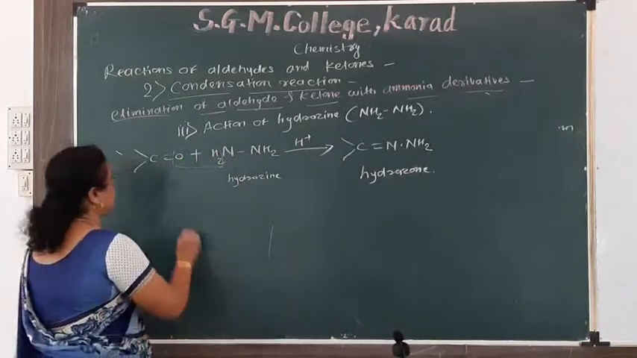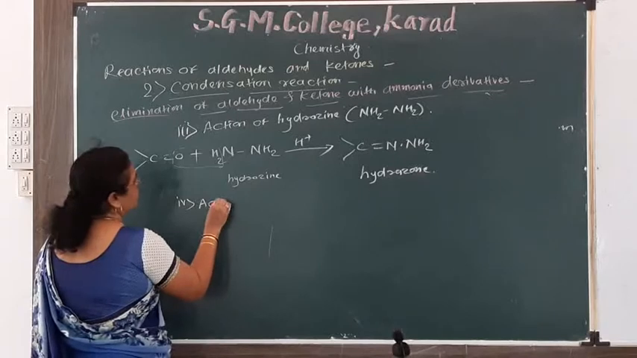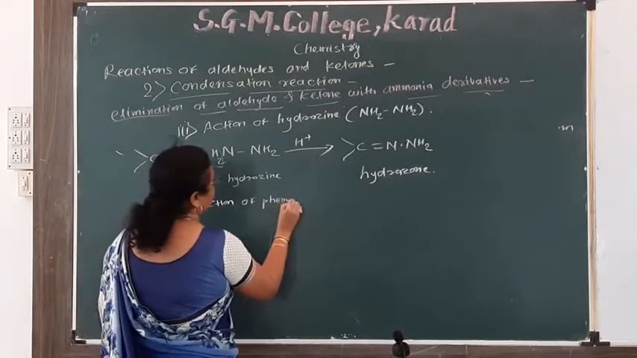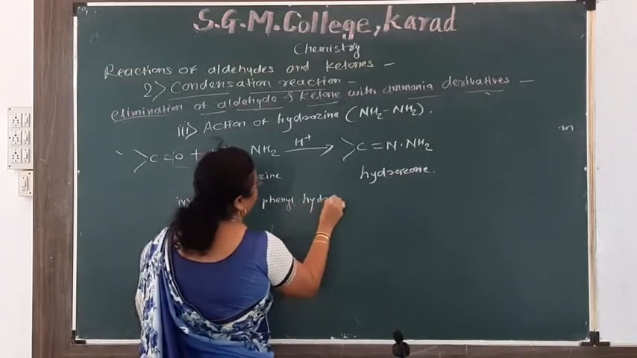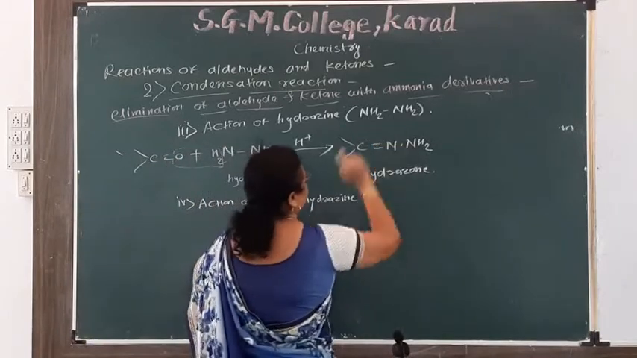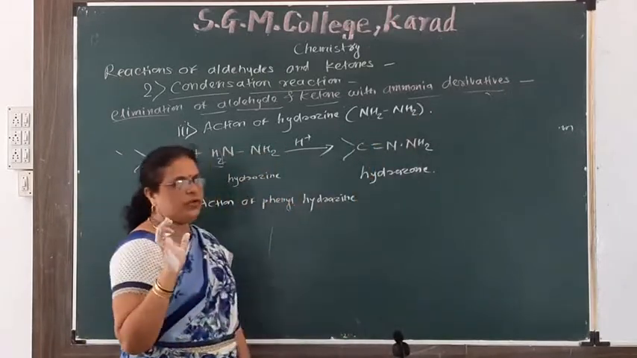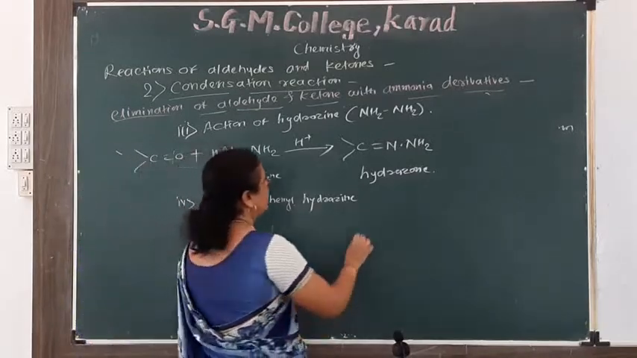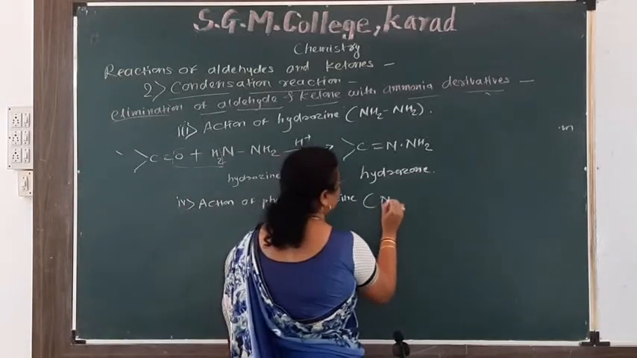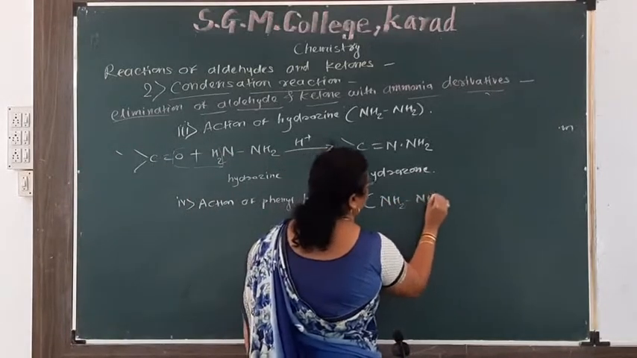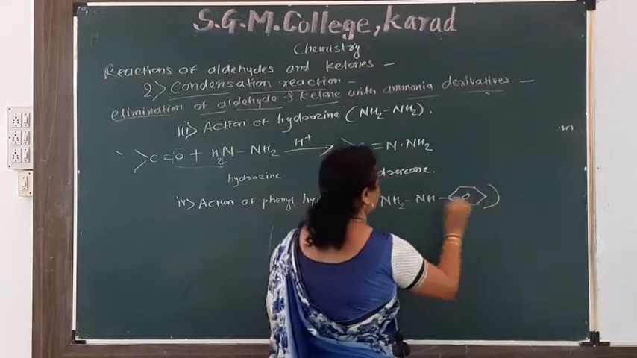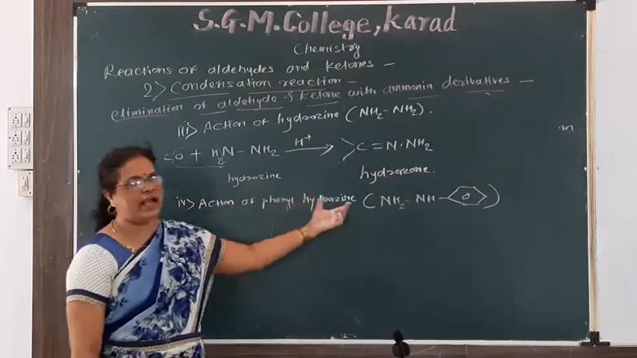The next fourth reaction is action of phenylhydrazine. Hydrazine formula is NH2NH2. This H is replaced by phenyl group. Phenyl group means C6H5 group. Then we get a formula of phenylhydrazine, that is NH2NH, and here this is C6H5. This is the formula of phenylhydrazine.